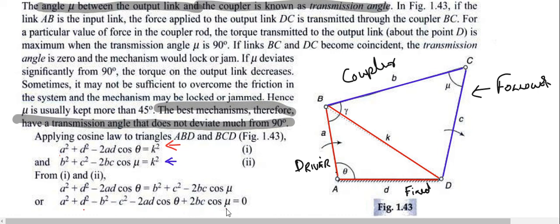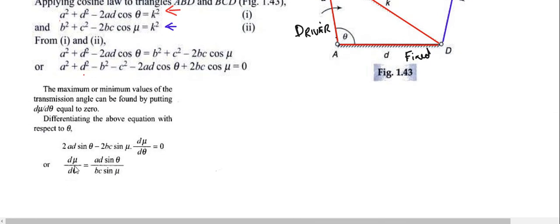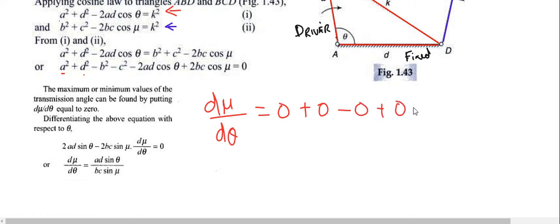So we want to find what is the maximum angle possible for transmission. We can take the derivative of that with respect to theta. So the maximum values of the transmission angle can be found by first finding d mu over d theta. In this equation, a square does not have theta, so that will be 0, plus d square also 0, minus b square also 0, they are all constants. So c square also 0.